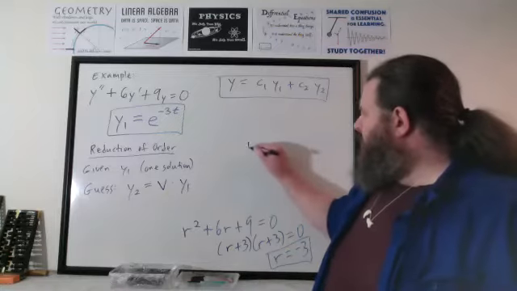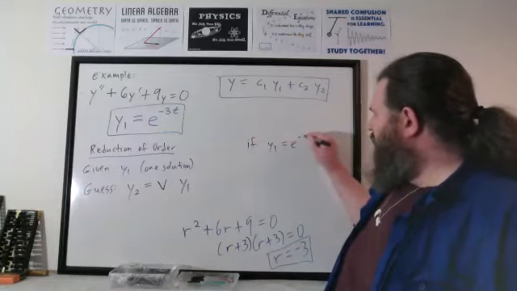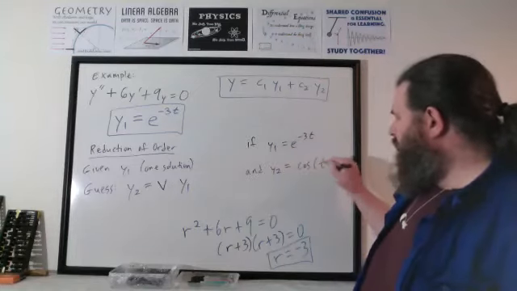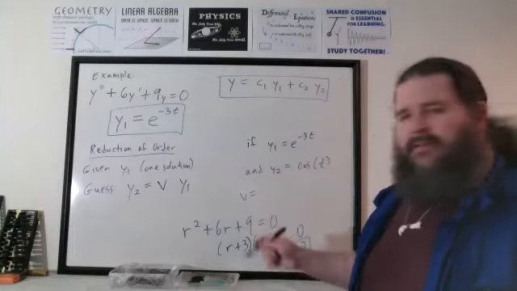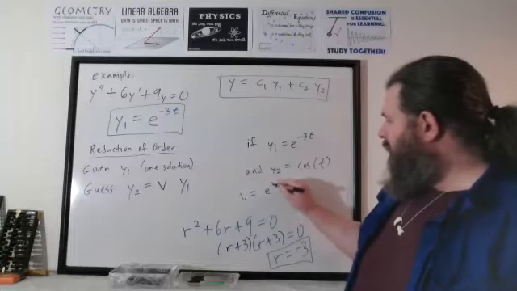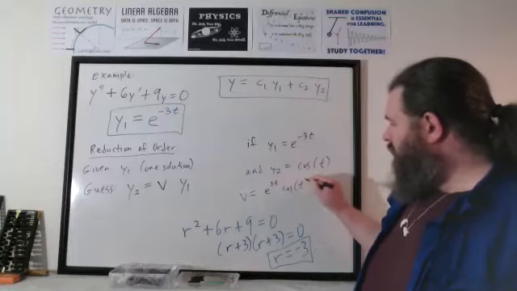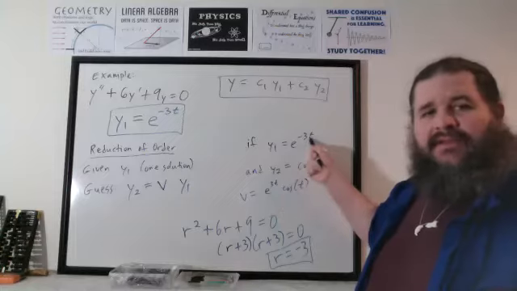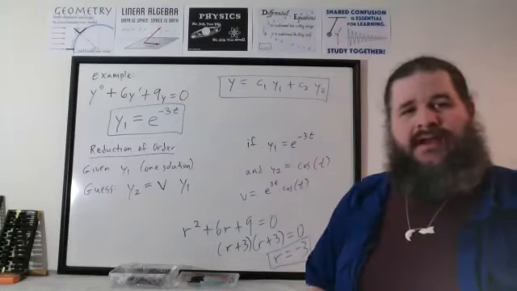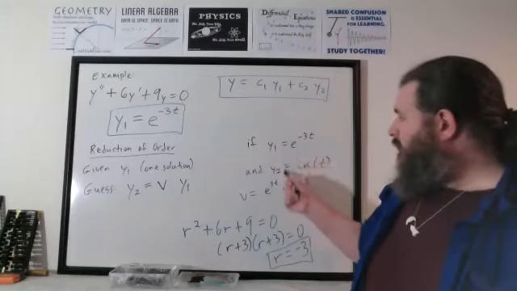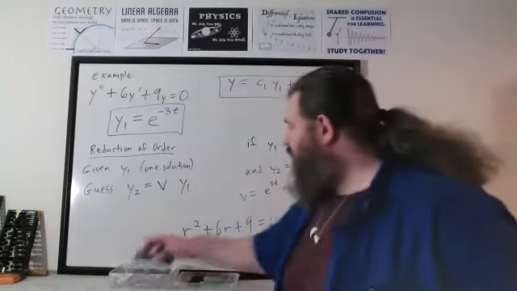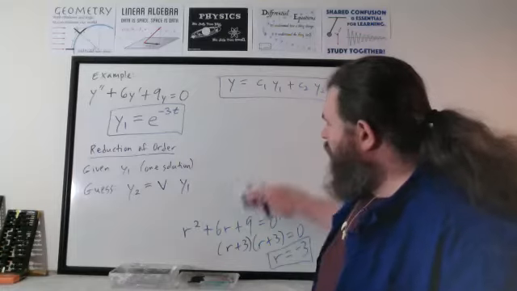So for instance, if y1 is e to the negative 3t, and let's say y2 turns out to be cosine of t, then v is going to be the multiplier that turns y1 into y2. Specifically, it'll be e to the positive 3t times cosine of t, because that multiplier will cancel out the e to the negative 3t and introduce a cosine of t. Of course, that's not what y2 is going to turn out to be here. But in general, no matter what the functions are, there's some multiplier that will turn one of them into the other. And our goal here is to find that multiplier so we can figure out what y2 is.